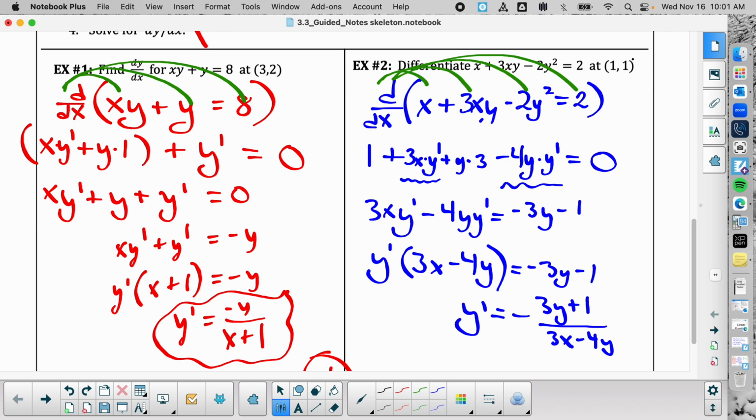If we brought the y primes to the right, then that means on the left-hand side would be positive 3y plus 1. But on this side, it was negative 3y minus 1. So they're complete opposite info, depending on the side they're on. And then we would end up dividing by positive 4y minus 3x. Because if I factor out negative, there's reversed terms.